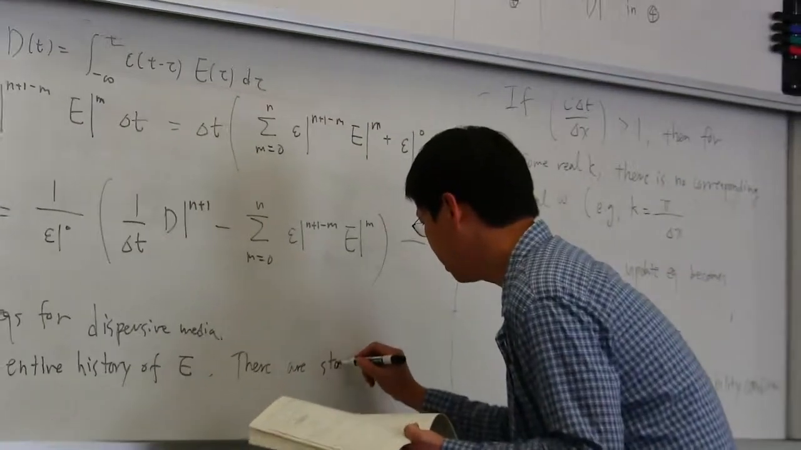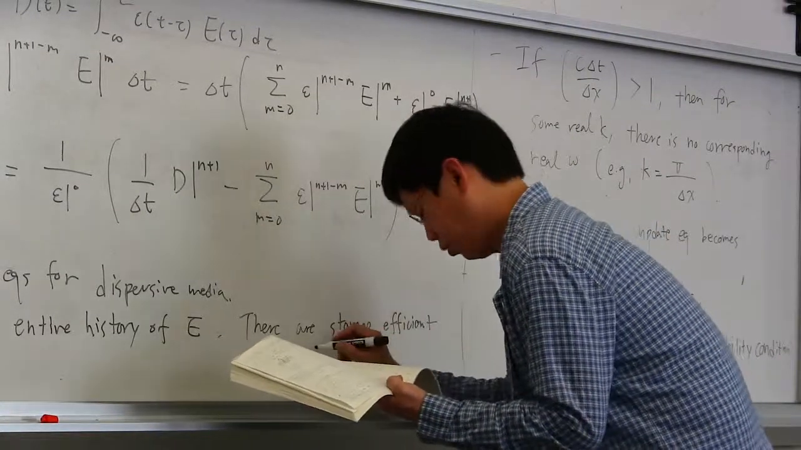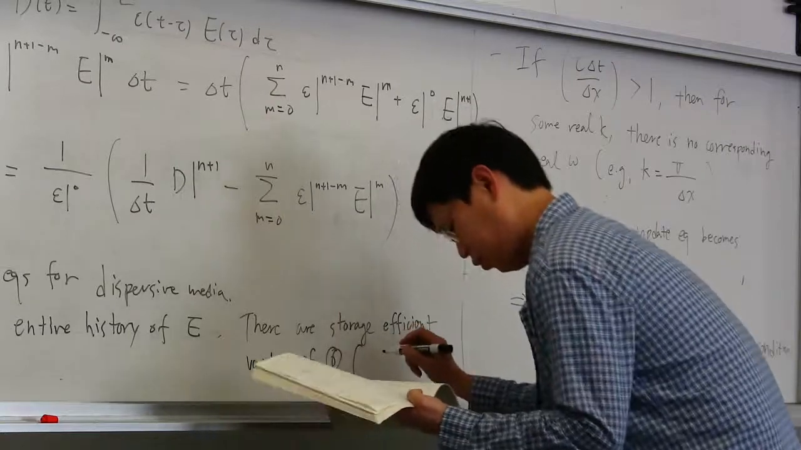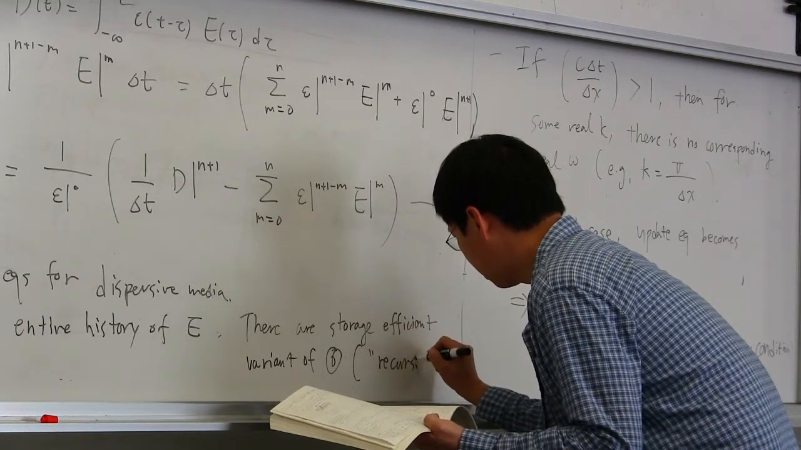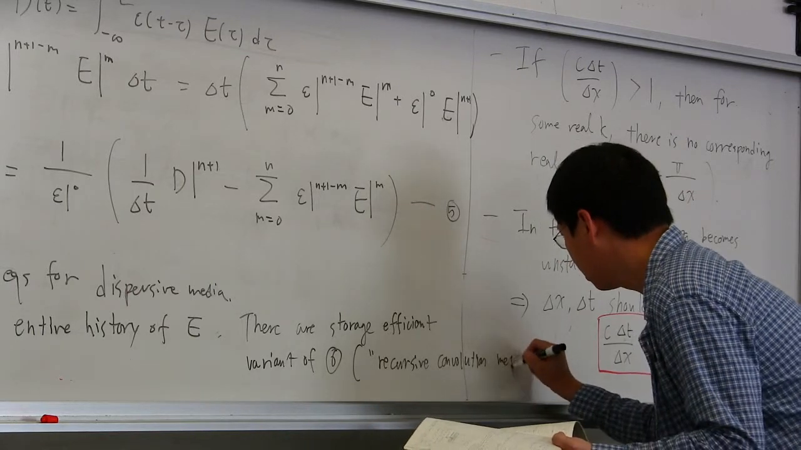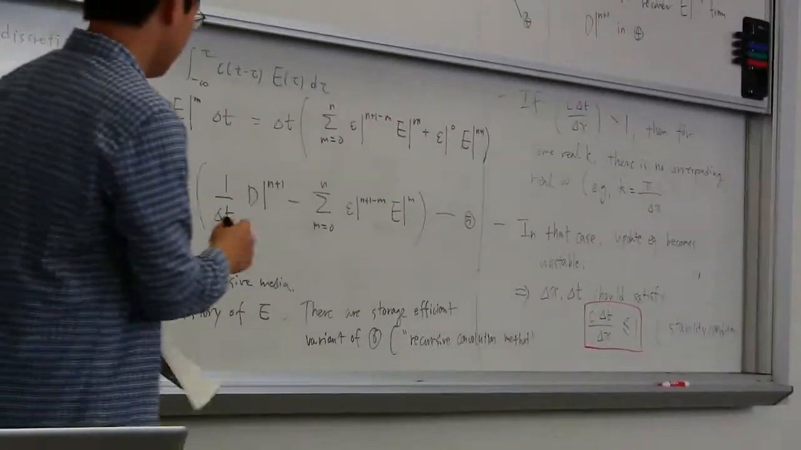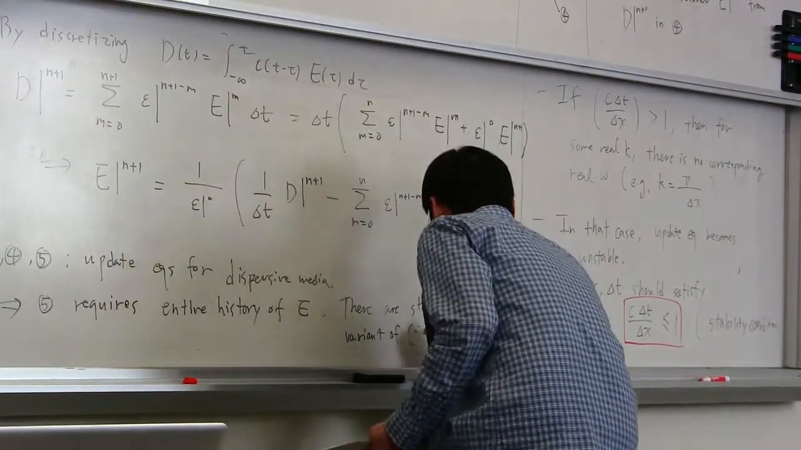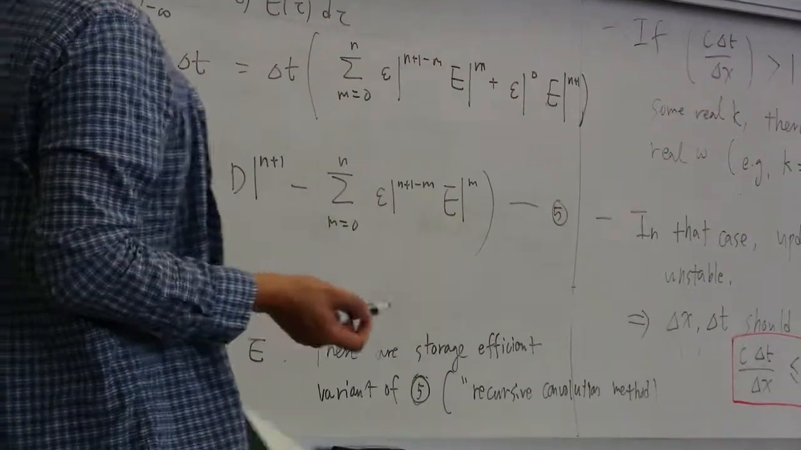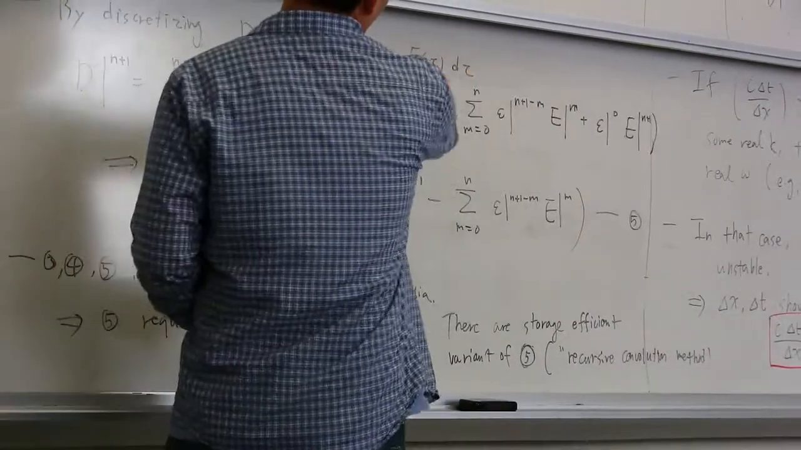So actually, there are better algorithms, which are storage efficient. There's a storage efficient variant of equation 5, which is called the recursive convolution method. The reason why it is called recursive convolution method is that equation 5 is basically a convolution equation, right?